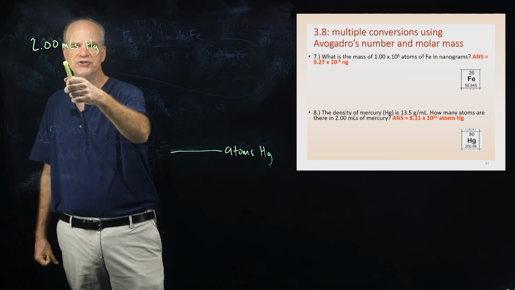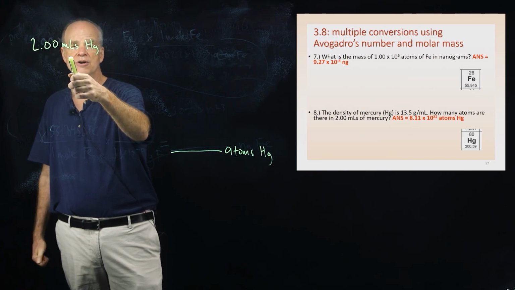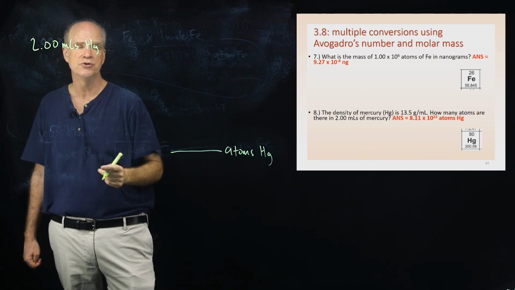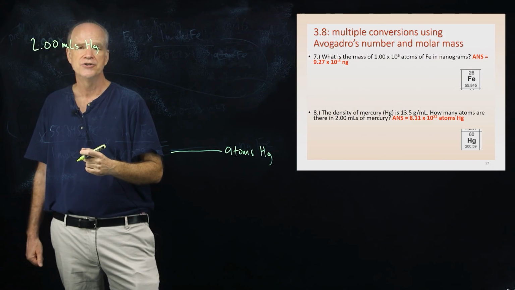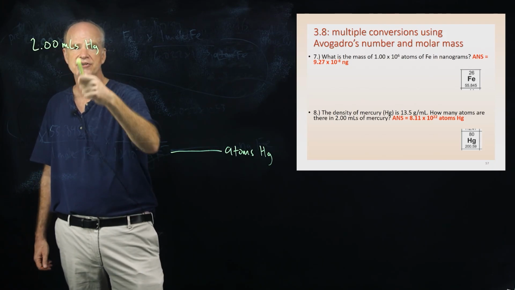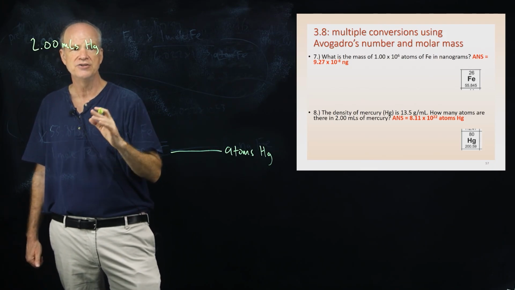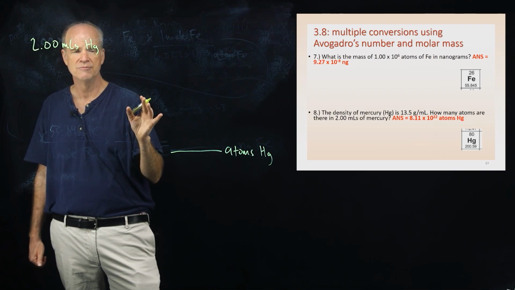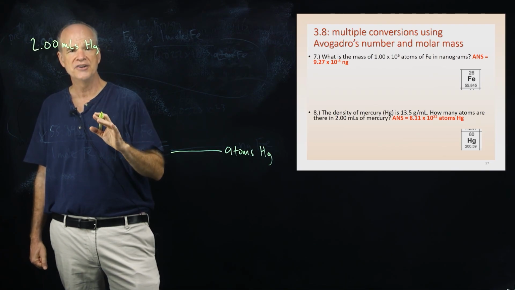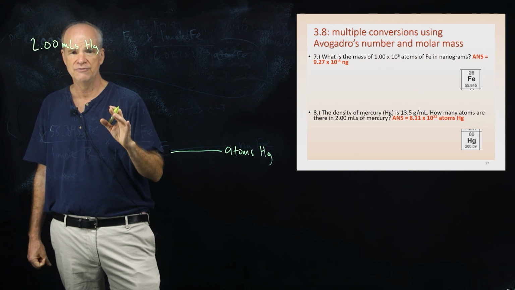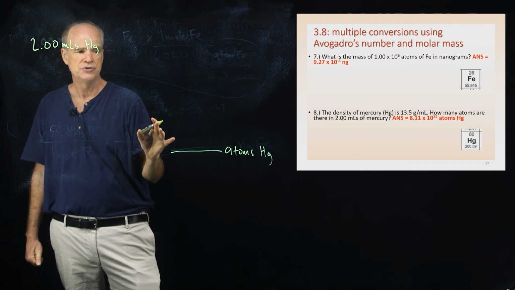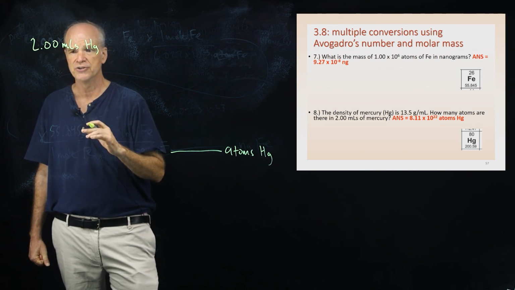Now the problem is we start out with a volume of mercury. So the question is, do we have density of mercury in the problem? Yes, we do. We know the density of mercury is 13.5 grams per mil. So we should be able to take this volume of mercury in mils and just convert it to grams of mercury, and then using the molar mass, get that to moles of mercury, and then from moles of mercury to atoms of mercury using Avogadro's number. So let's go ahead and do that.